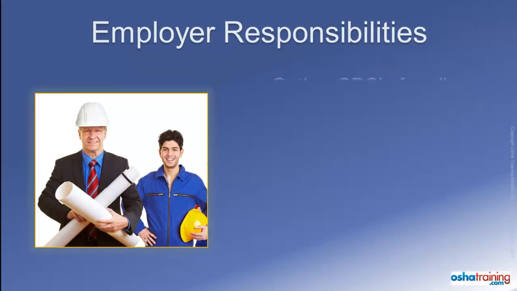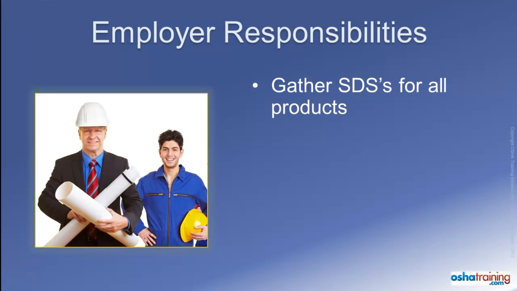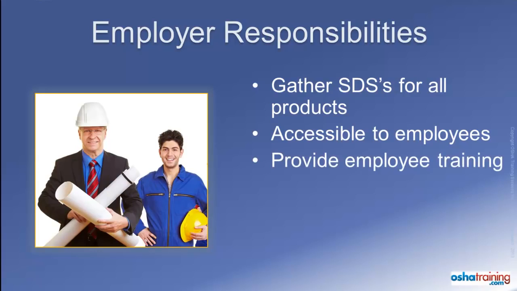Employers are responsible for gathering new safety data sheets for all hazardous chemicals and products to which their employees are exposed, and make sure they are readily accessible during each work shift to employees while they are in their work areas. And employers must provide training to their workers regarding the new safety data sheet format. All these things must be done by the deadlines established by OSHA in their revised Hazard Communication Standard. Speaking of deadlines, here is an overview of some very important dates.